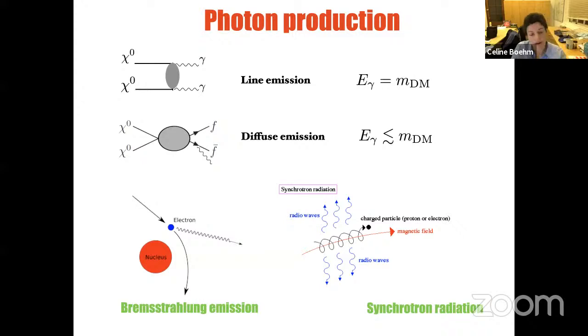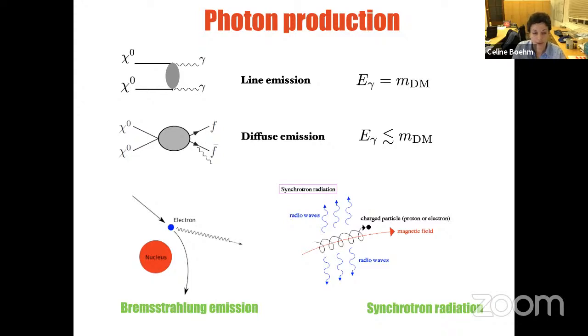So here are the diagrams which I was mentioning just before. You can have the direct production of photons via some charge loops, for example. And then the photons have one energy. So you start with two dark matter particles, and they will be non-relativistic in the dark matter halo. So they produce two photons with an energy which is basically equal to the dark matter mass.